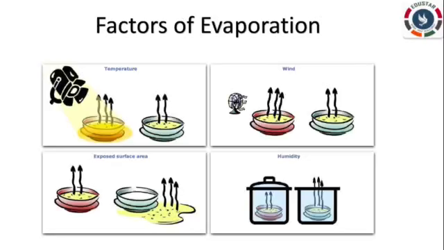The rate of evaporation depends on the following factors. Wind speed. A bowl of water kept under a fan evaporates faster. Next one is heat. When a pot of water is heated, it evaporates faster. Surface area. Water in a wide vessel evaporates faster than the water in a narrow vessel. Humidity. Water evaporates faster in a place with less humidity. So these are the factors.